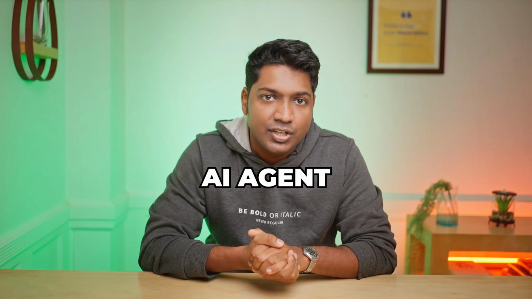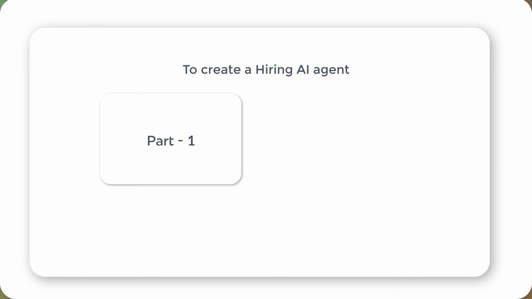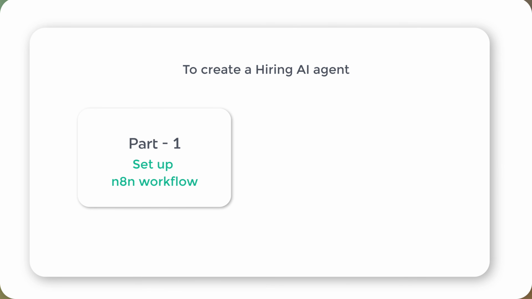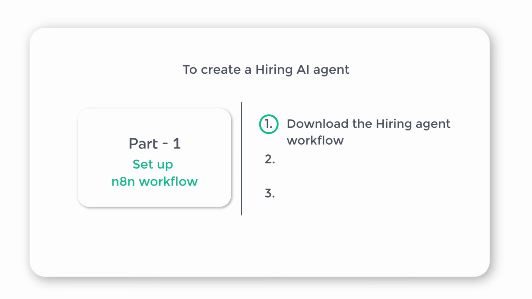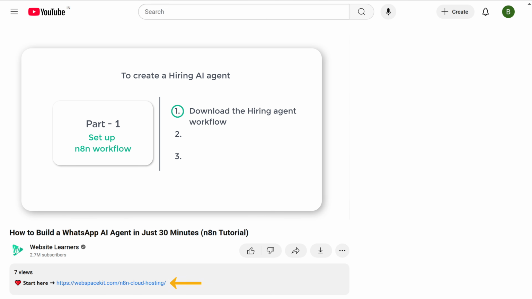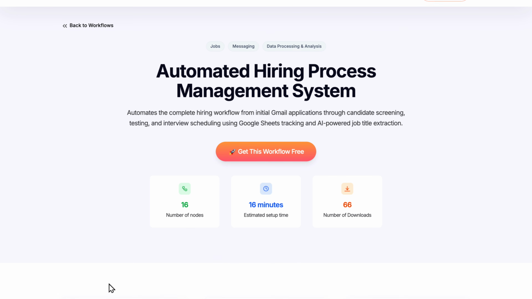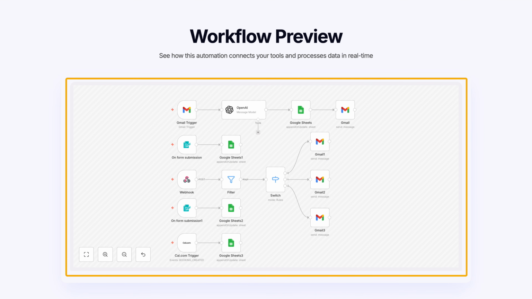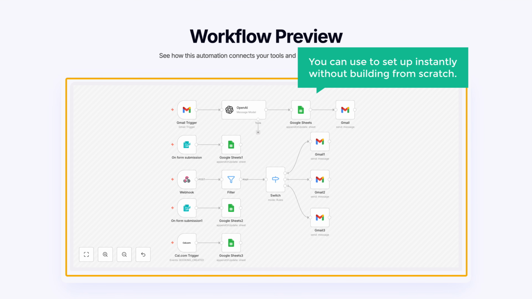To create the hiring AI agent, we are going to do 3 parts. The first part is to set up the N8N workflow, and to set it up, we are going to do 3 steps. The first step is to download the workflow. To download the workflow, just click the link in the description.